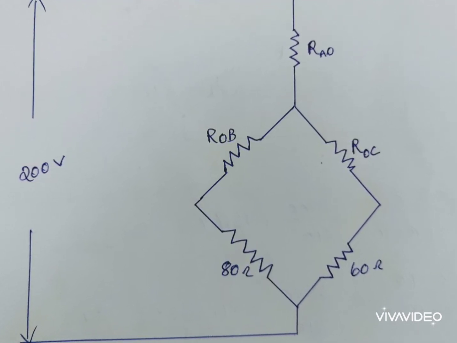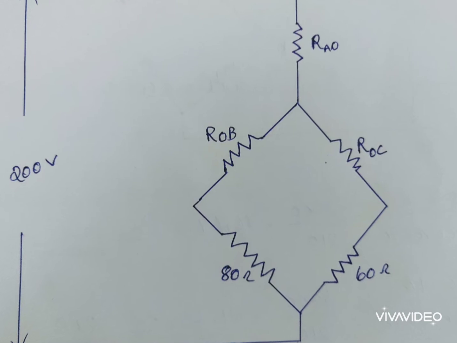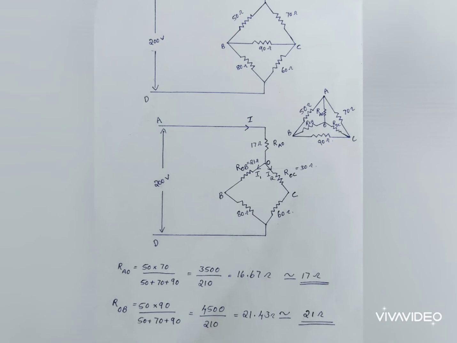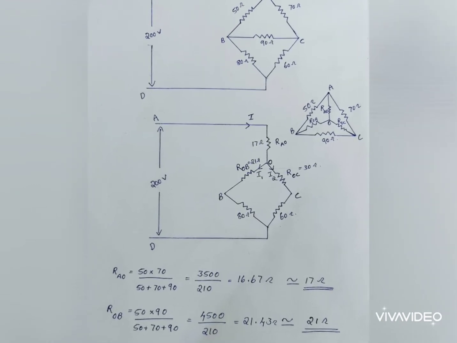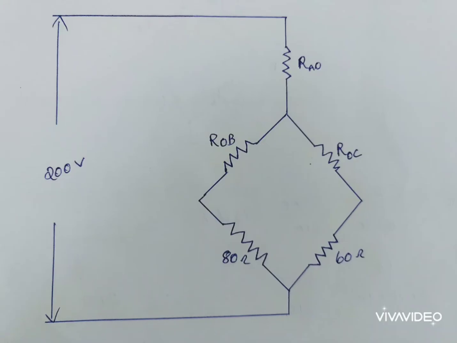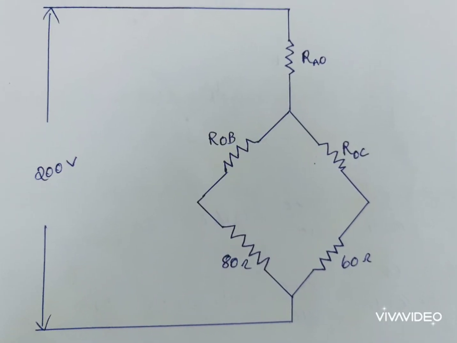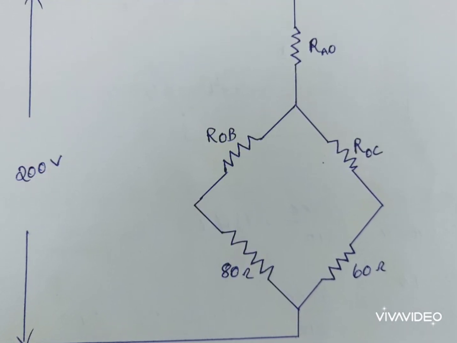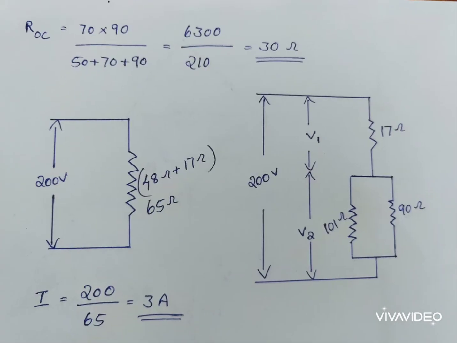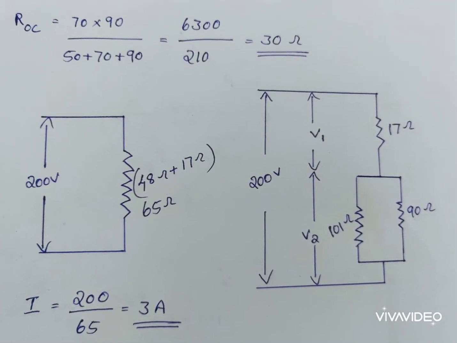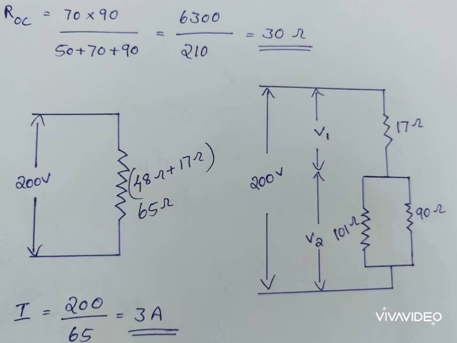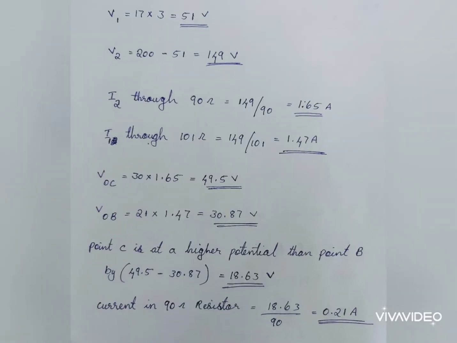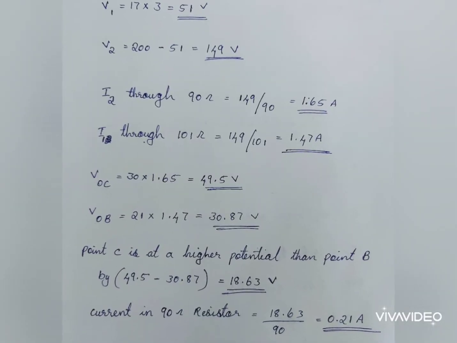Then we are taking the equivalent resistance. So this 90 ohm resistor, that means 630 plus 60, 90 ohm resistor, and 21 plus 80, 101 ohm resistors are in parallel. So we are taking the equivalent resistance 48 ohm, and which is in series with a 17 ohm resistor. So we are getting the equivalent resistance as a 65 ohm resistor. So current in the circuit I is equal to 200 volt divided by 65 is equal to 3 ampere.